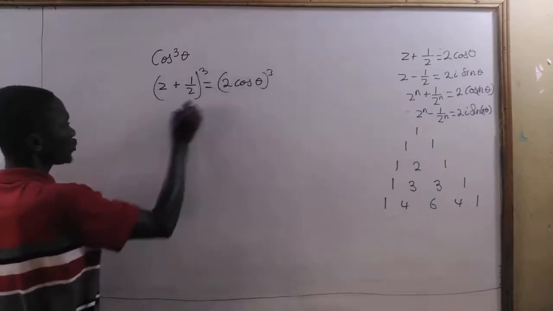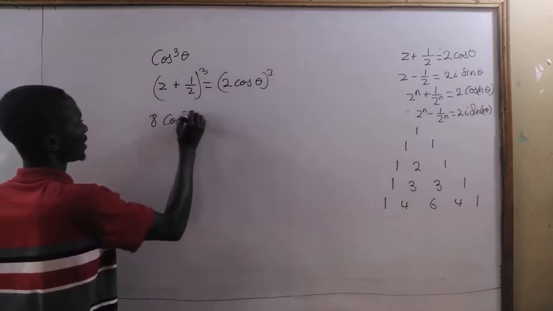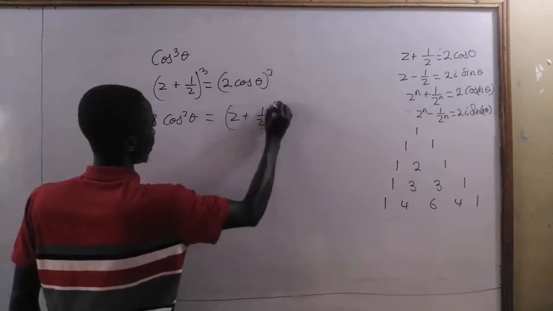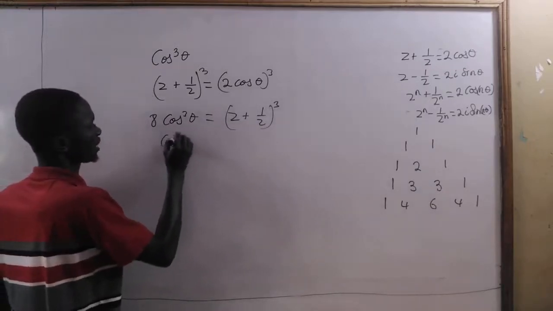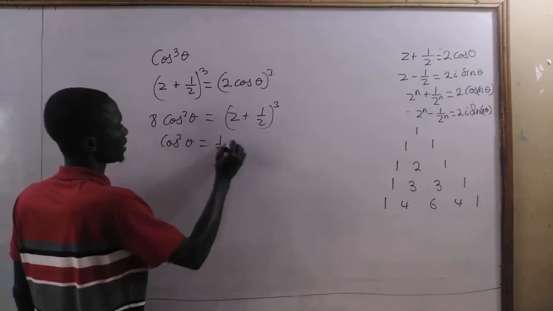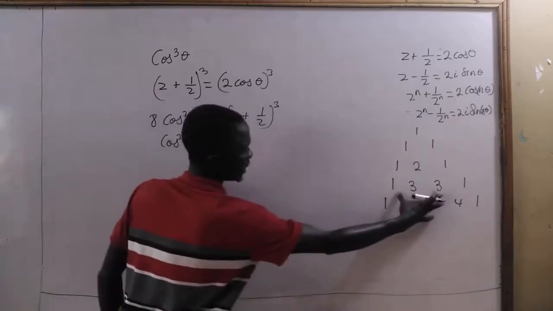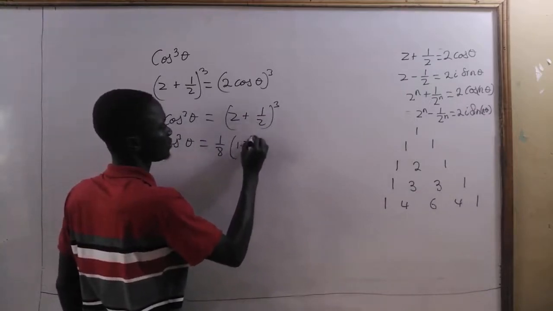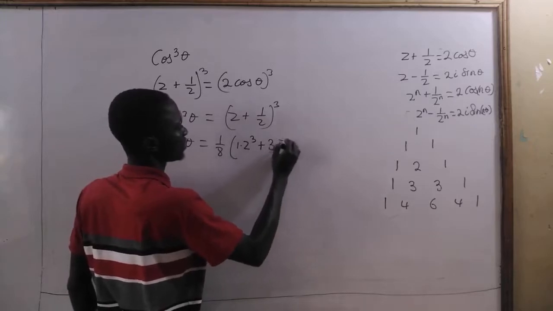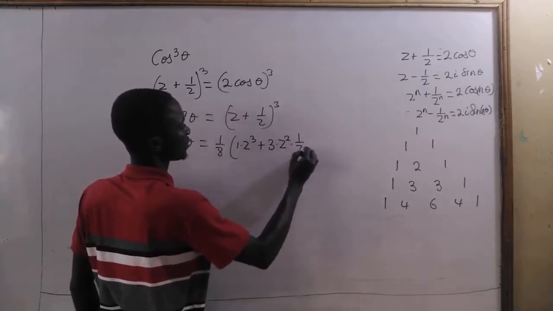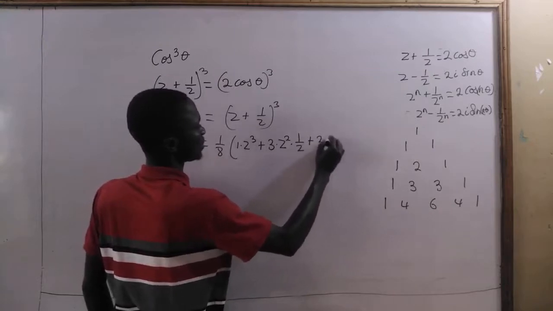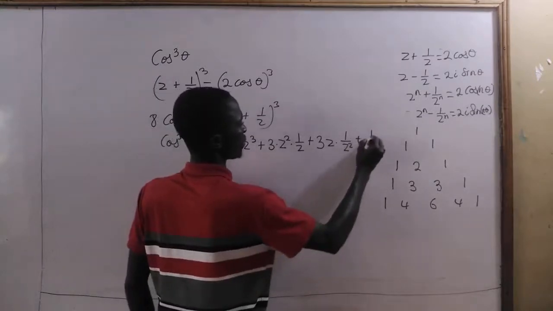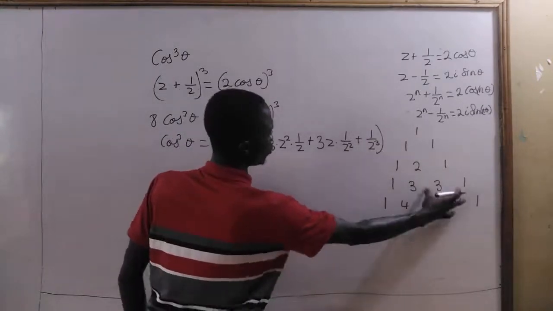So here you are going to get 8 cosine cube of theta equal to z plus 1 on z to the power 3. And our cosine cube of theta will be equal to 1 divided by 8 times, you see the Pascal triangle, we just use it. We are going to have 1 times z cube plus 3 times z squared times 1 on z plus 3 times z times 1 on z squared plus 1 on z cube. Make use of the Pascal triangle.